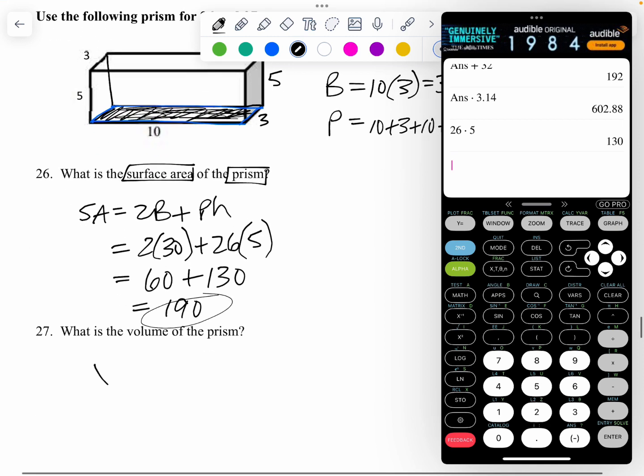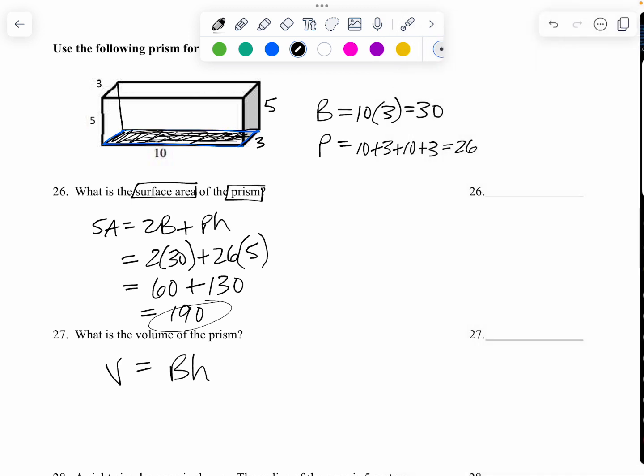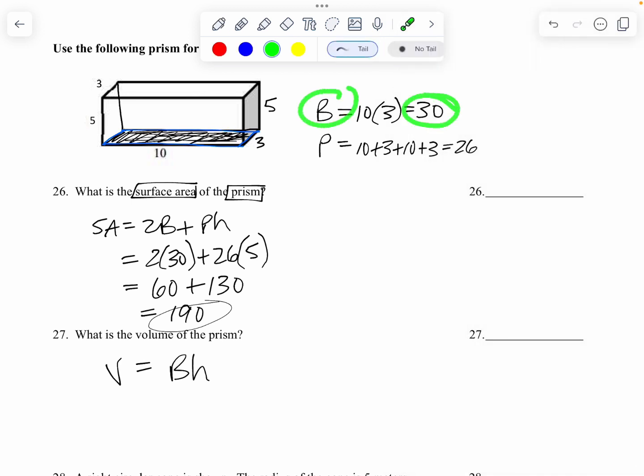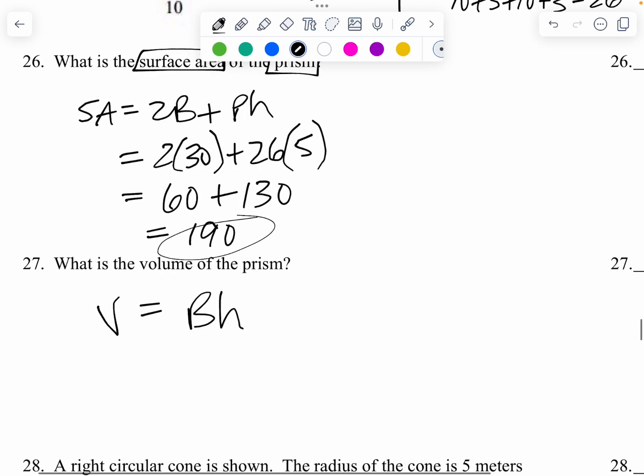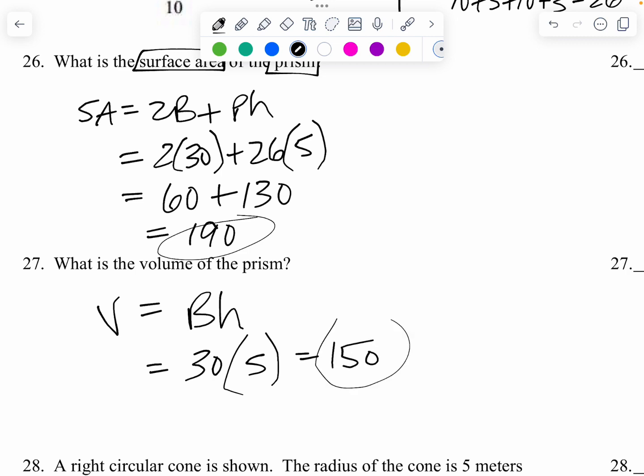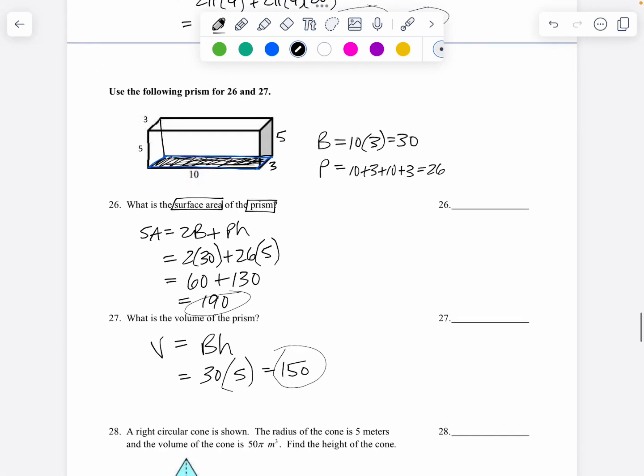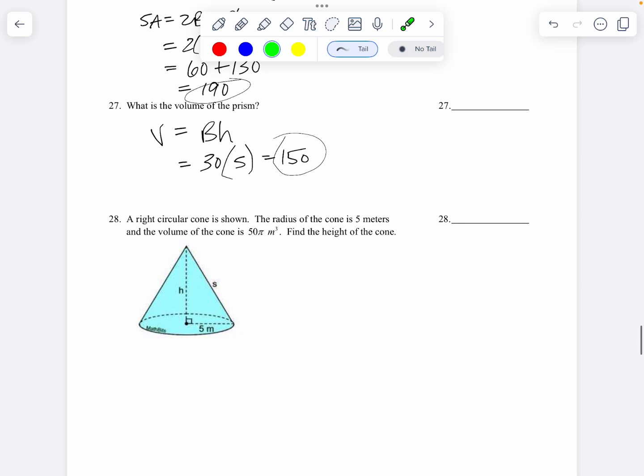What is the volume of the prism? Volume of a prism is just big B times H. And yes, we already have the big B right here. It's 30. And we already know what the height is. We already put that here for height. It's the same exact number here, which is going to be a 5. So all I'm doing is taking my big B, which is 30, and multiplying by the height, which is 5, and that gives me 150. There's no pi in this because there's no pi anywhere in any of our formulas, and there's no circle up here, which is why there's no pi there.